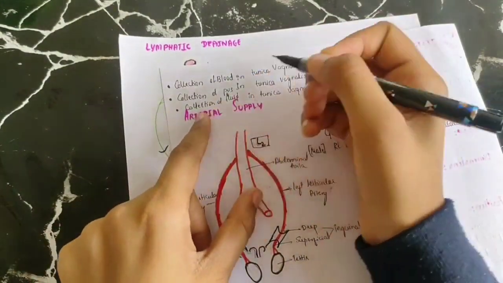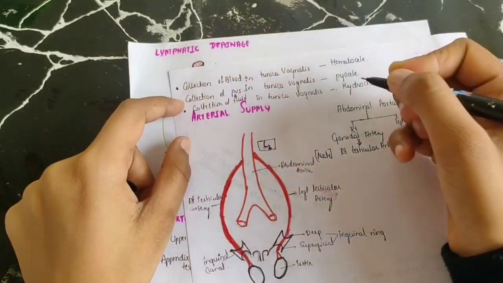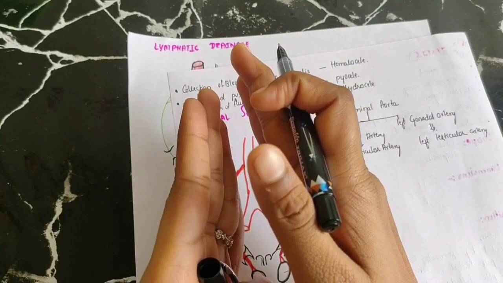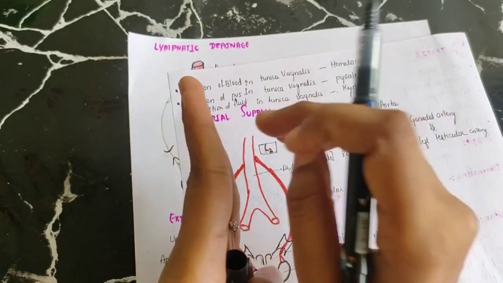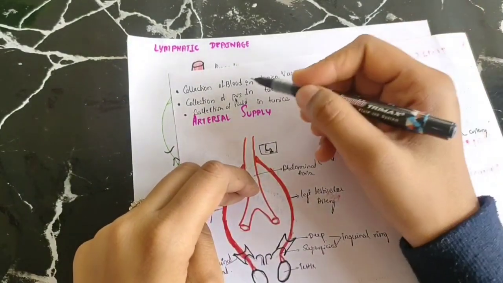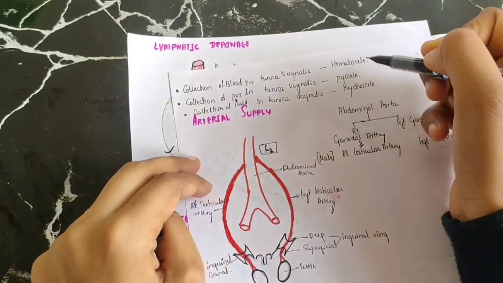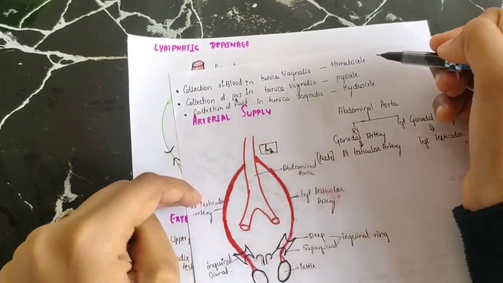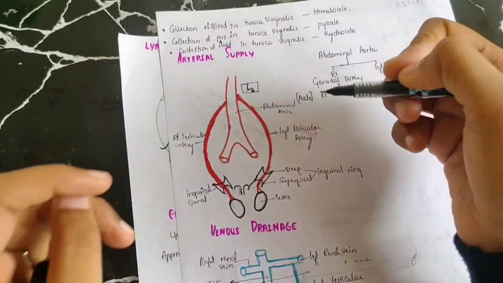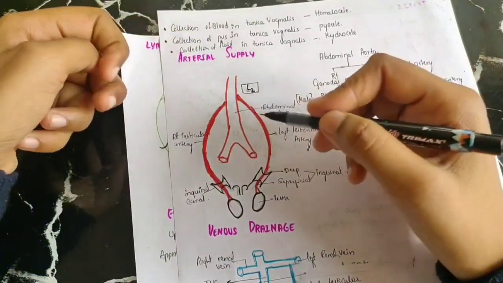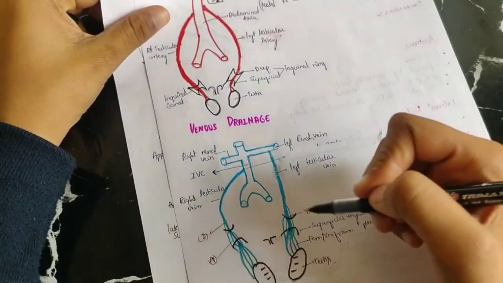A few clinically important points: collections in the tunica vaginalis. Between the parietal tunica vaginalis and visceral tunica vaginalis, we have a space. A collection of blood there is called hematocele, a collection of pus is called pyocele, and a collection of any fluid is called hydrocele. The arterial supply of the testis is the left and right testicular arteries.